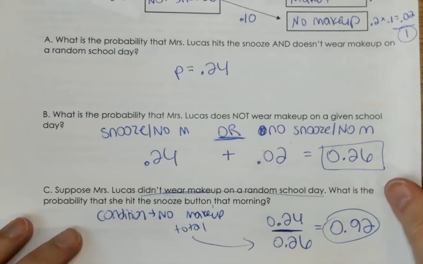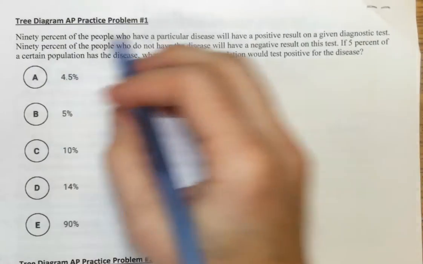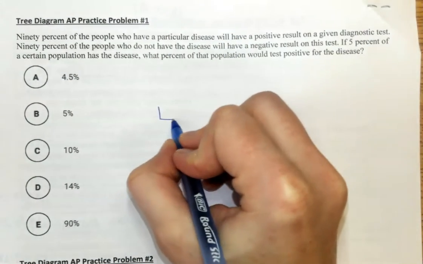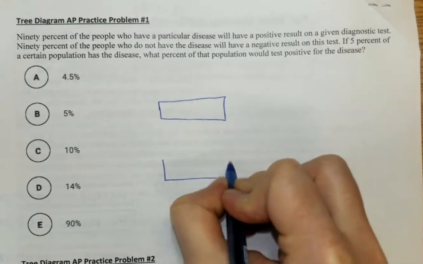All right, let's get some practice with some practice AP problems. Give this one a shot on your own. Try and create the tree diagram and then see if you can use it to solve the question. All right, so let's see. I'm going to draw the tree diagram just like we did before.